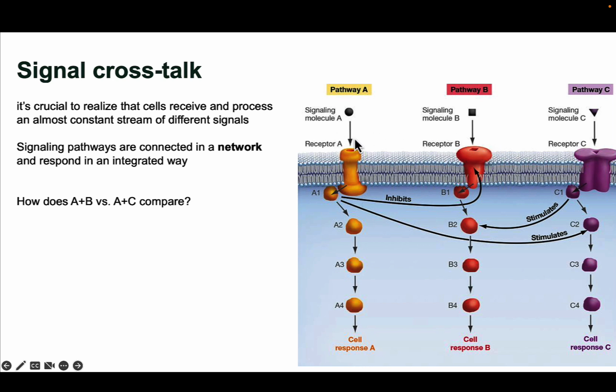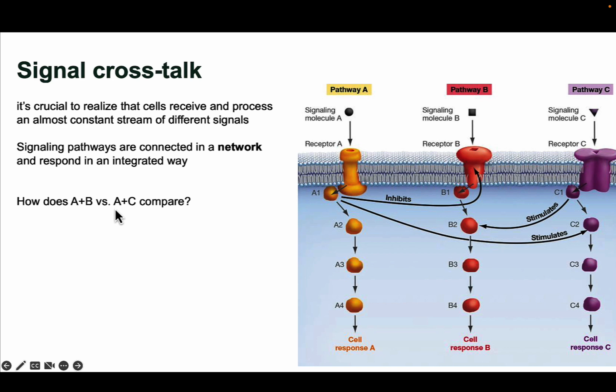But we have signal crosstalk. That's what it's called when these different signaling pathways are connected in a network. So let's compare what would happen if we have a response for A, and we also have signaling molecule B. Let's say A and B are going at the same time. Well, B would normally go B 1 through 4. But if signaling molecule A is around, you can see that it actually inhibits B. So this is going to shut down that pathway. So that's A plus B, where you don't get pathway B.